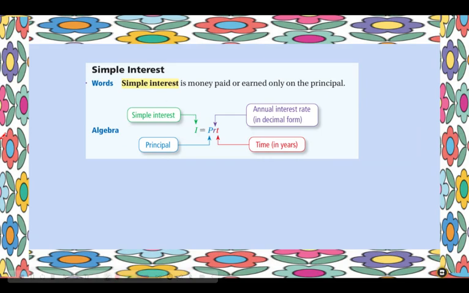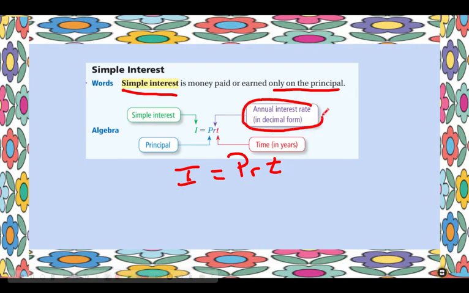Here's the simple interest formula. Simple interest is only on the principal. So simple interest, I equals PRT. The I is the interest, the P is the principal, the R is the annual interest rate in decimal form, and the time is in years. So keep that in mind. T is time in years. So if you're given months, you have to put it over 12.